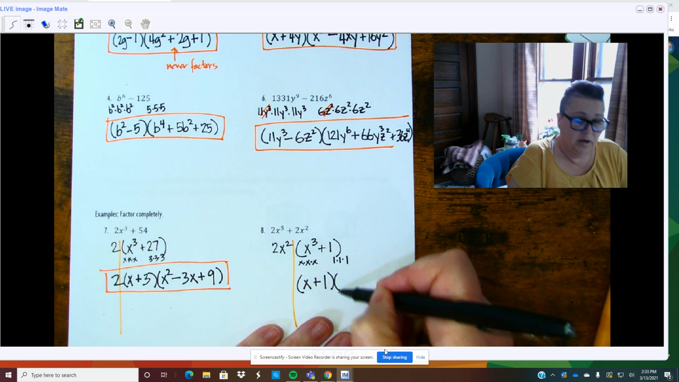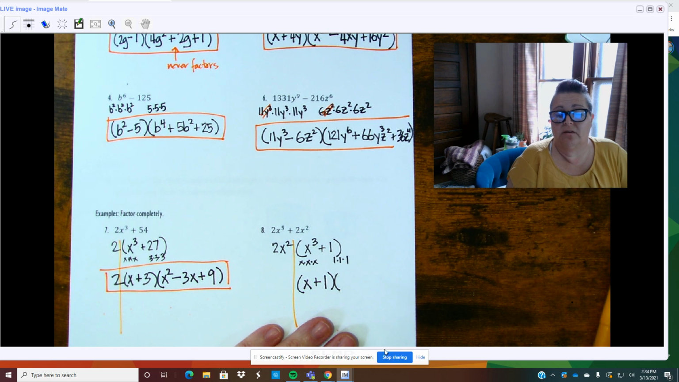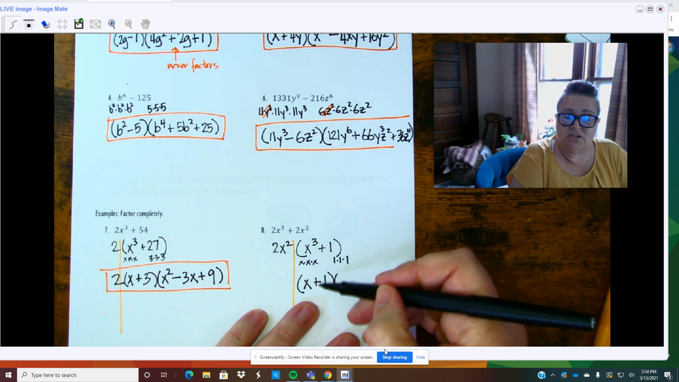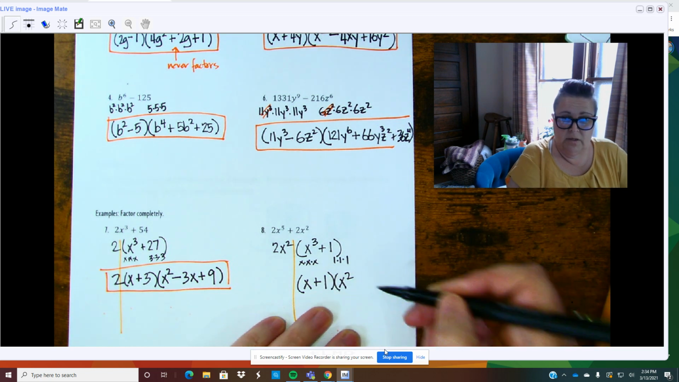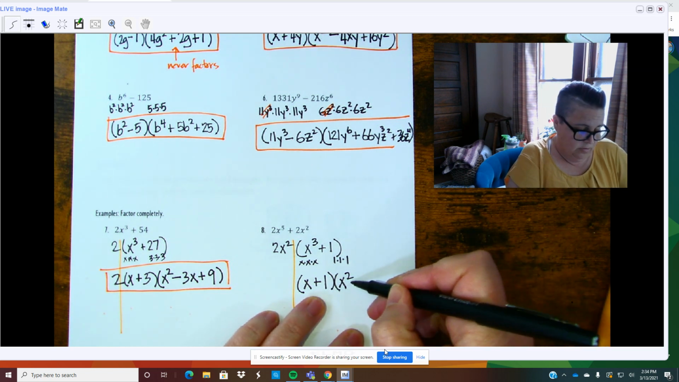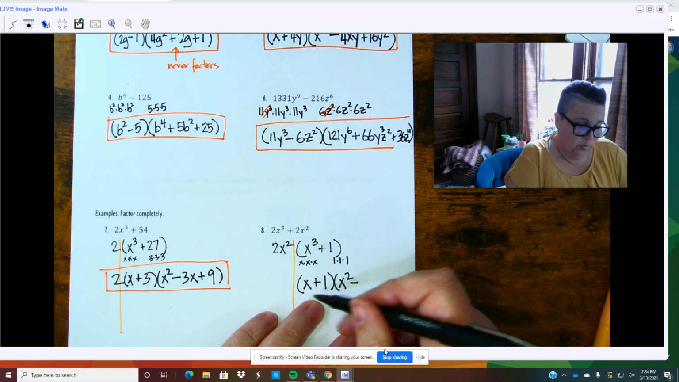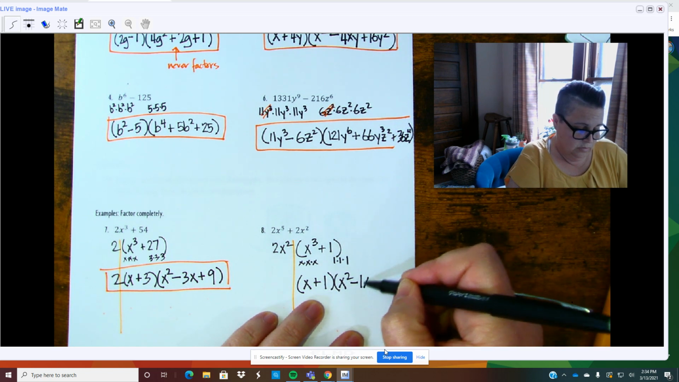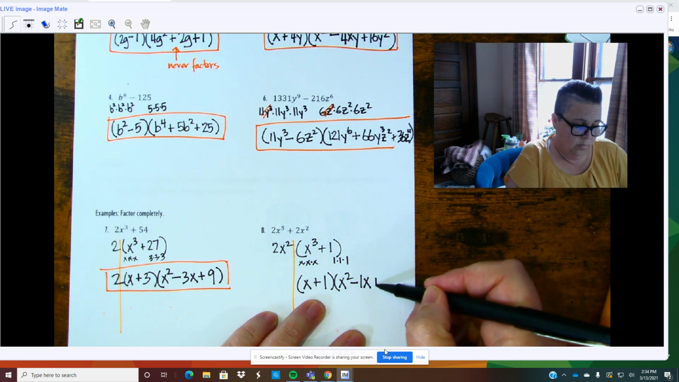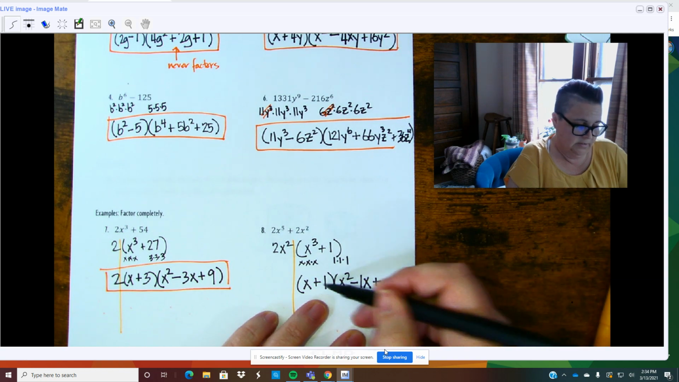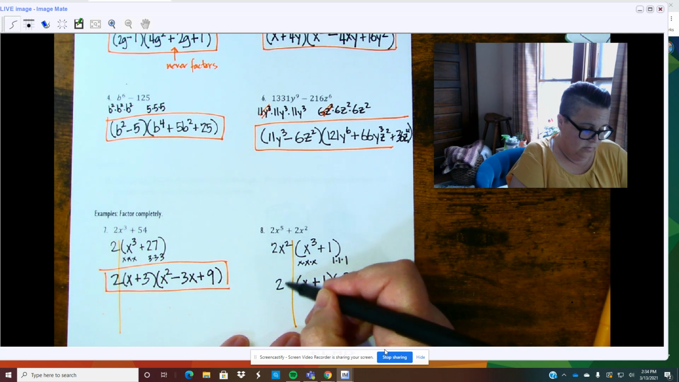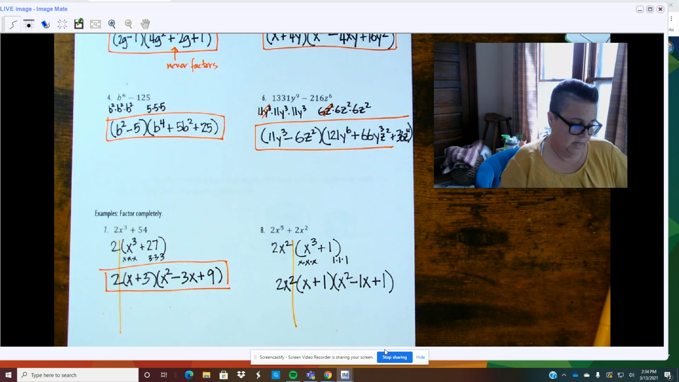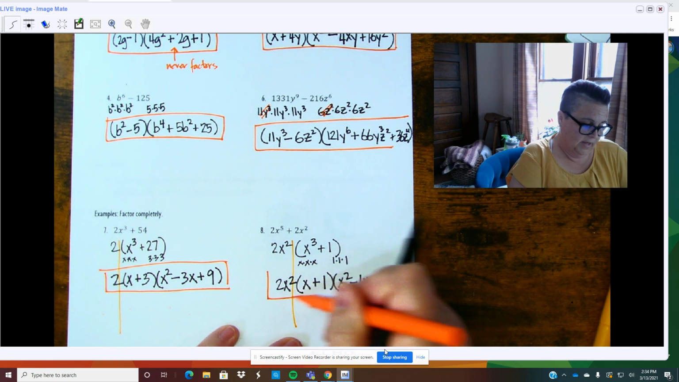The second part is setting up the trinomial. And so I need the square of the first term, the opposite operator or sign, and then the product of the 2, and then always positive, the last one squared. 1 squared is 1. Bringing down what I factored out, I now have a list of all the factors together.